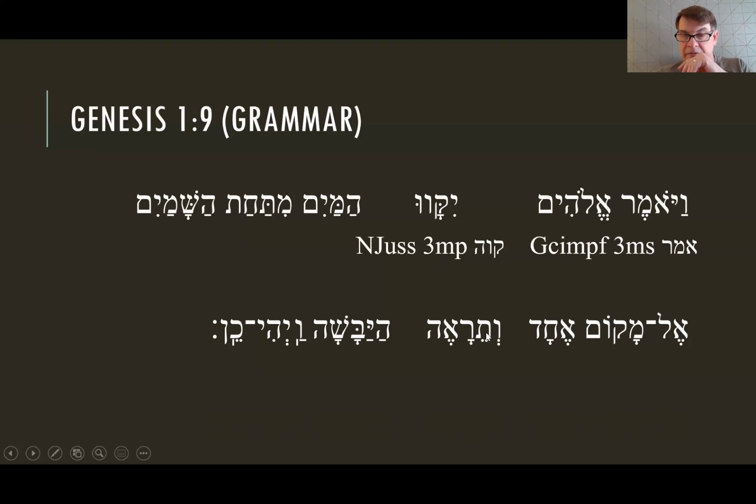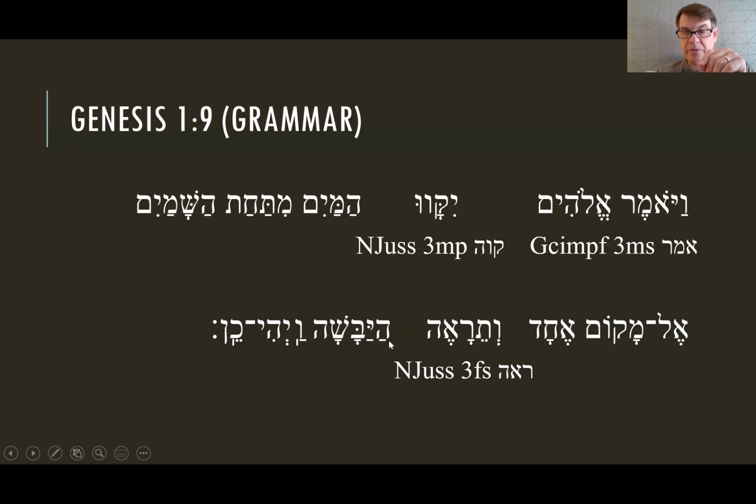Now with the tav, this is the third feminine singular performative on the front. So it is imperfect, except in the context, it's another jussive. The jussive and the imperfect sometimes look exactly the same. Sometimes there's a vowel difference between the two of them. But the context clearly indicates that this is a jussive. So let the waters be gathered, and let the dry ground appear.